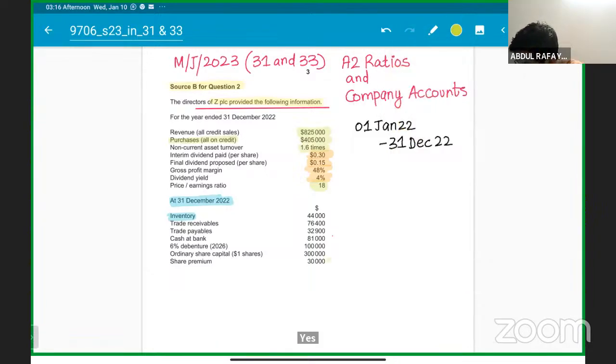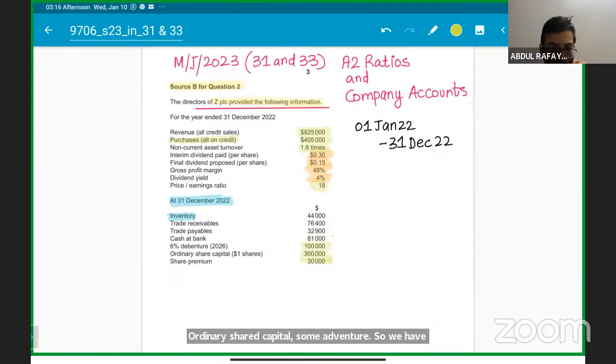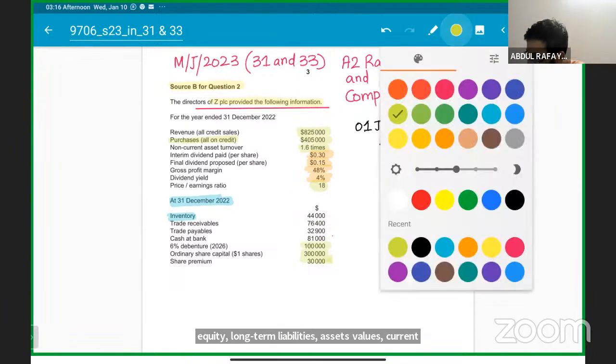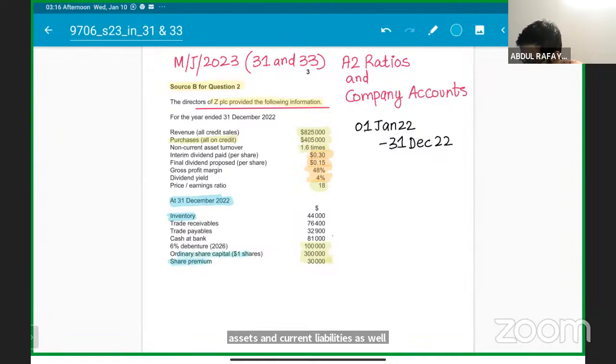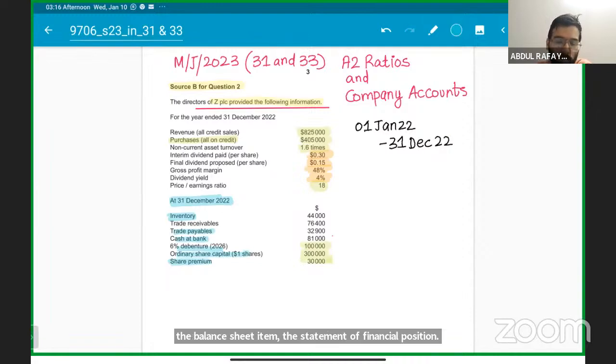And then we have share premium, ordinary share capital, some debentures. So we have equity, long-term liabilities, asset values, current assets, and current liabilities as well. All of these items we are familiar with. These are all the balance sheet items, the statement of financial position. Okay, students, getting it? Everyone clear? All of these items are statement of financial position items. Any problem? Clear?